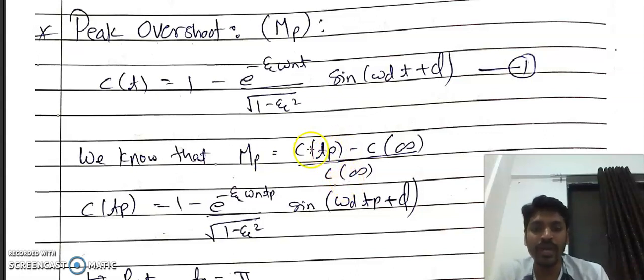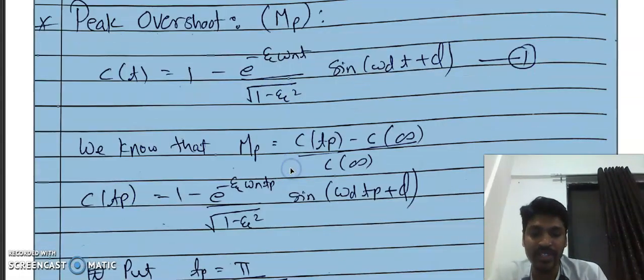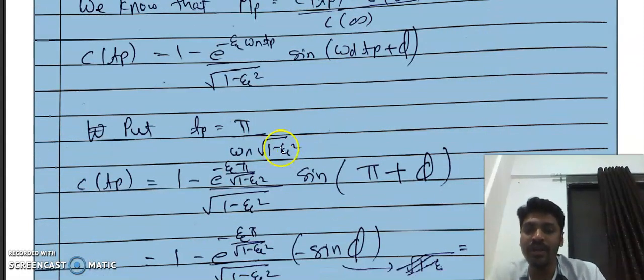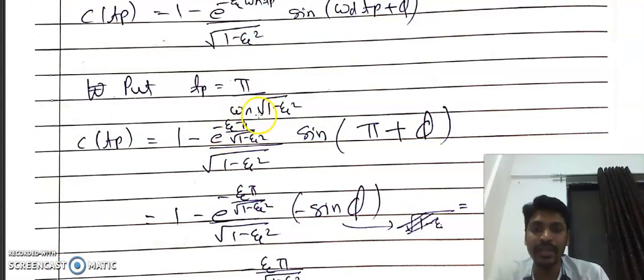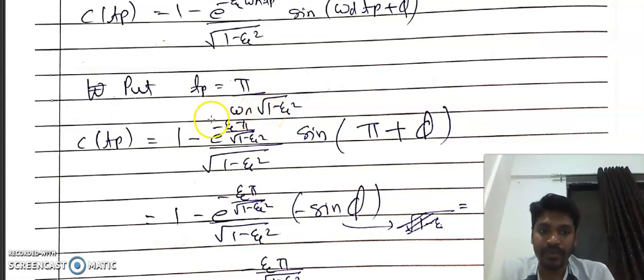So C of Tp, how to calculate C of Tp? Just put the value of Tp in this equation. Wherever t is there, just substitute Tp. And we have derived the equation for peak time, and from that we got the value of Tp as pi upon omega n root of 1 minus zeta square. Substituting the value of Tp in the above equation, we get 1 minus e raised to minus zeta omega n, and then Tp is nothing but pi upon omega n root of 1 minus zeta square.